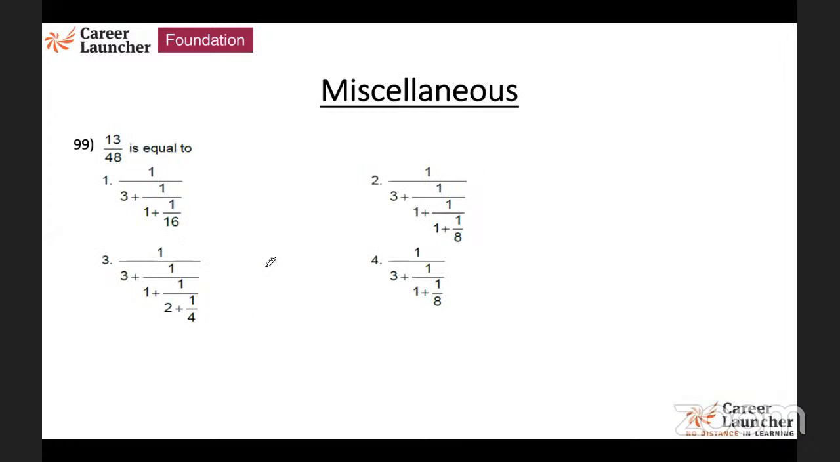Please solve this. Last two questions we'll solve. 5 more minutes I have before we end. 2 more questions. The last 2 questions. Let's solve this. 99th one. This is basic quantitative ability.